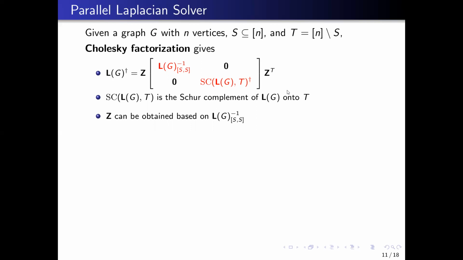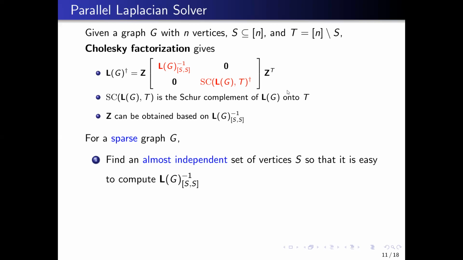Here, SC(LG, T) represents the Schur complement of LG onto T, which is the resulting matrix by eliminating variables within the set S from the Laplacian matrix LG. Once the inversions of the two smaller matrices are obtained, we also need to multiply matrix Z and Z transpose. Here, matrix Z can be easily obtained from the inverse of the submatrix of LG on S. Based on Cholesky factorization, Peng and others compute the pseudo-inverse of the Laplacian matrix LG as follows.